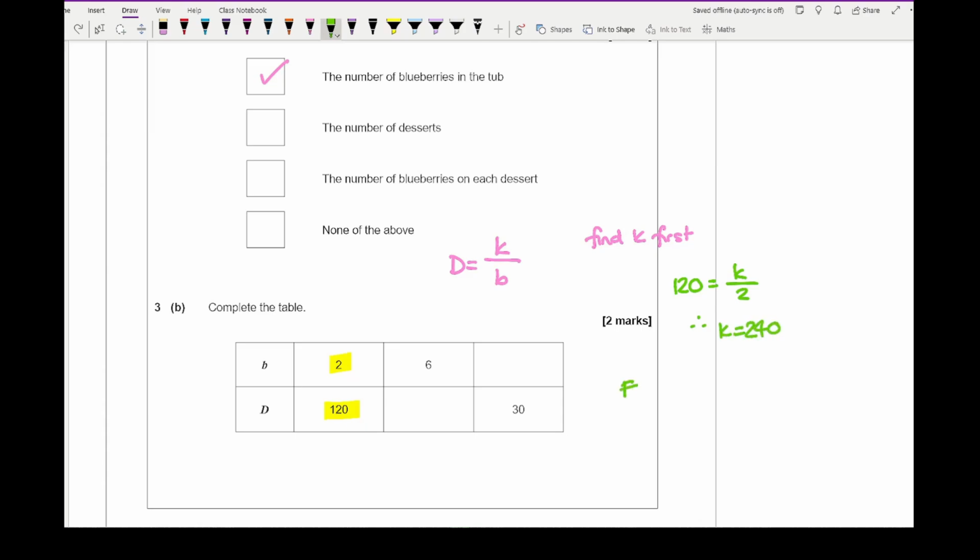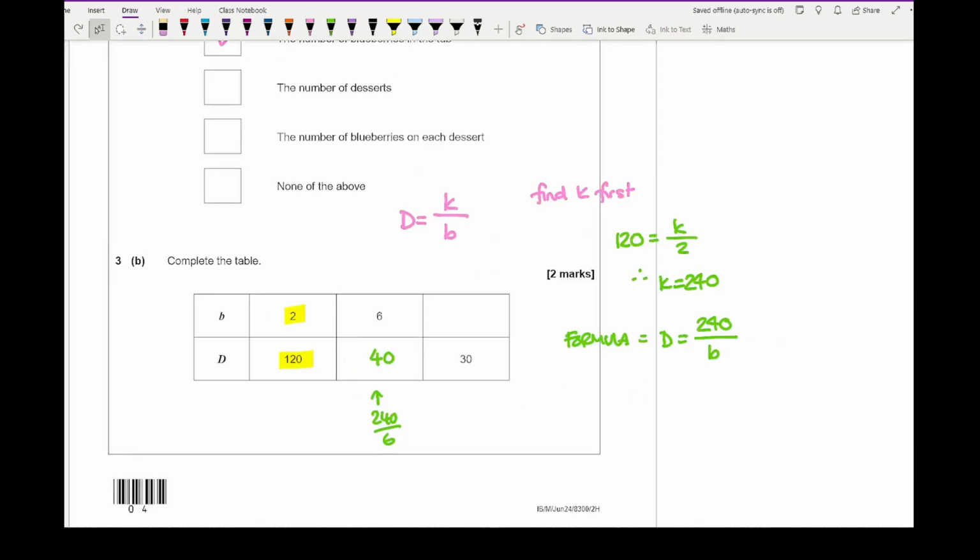So what we've got is a formula of D equals 240 divided by B. If B is 6, this is going to be 240 divided by 6, which gives me an answer of 40. Then for the last value, what we need to do is 30 equals 240 divided by B. So that's going to be 240 divided by 30, which equals 8. So this value here is going to be 8.